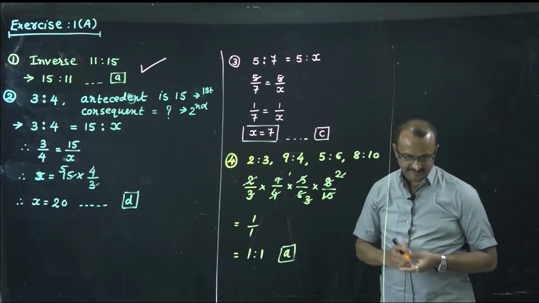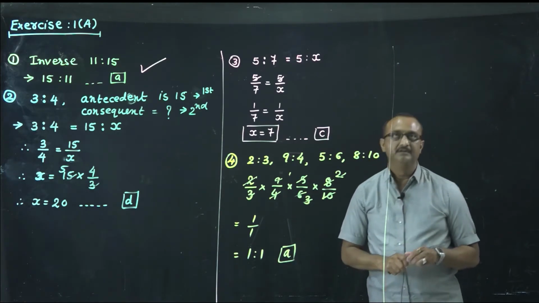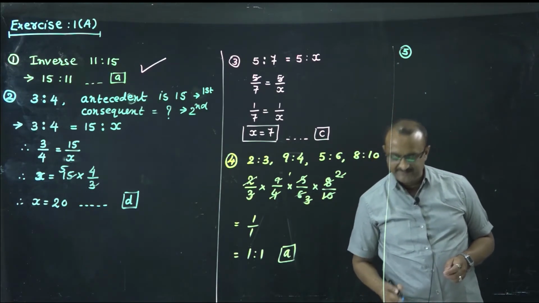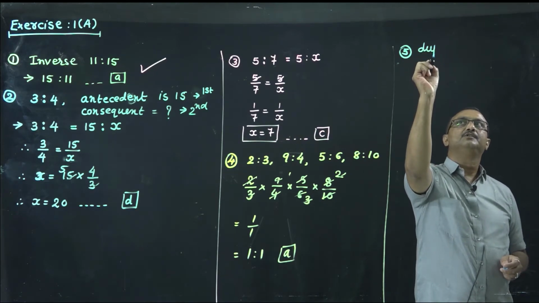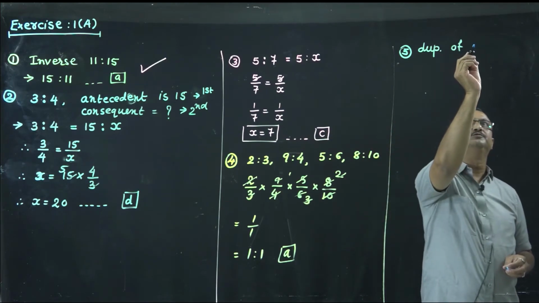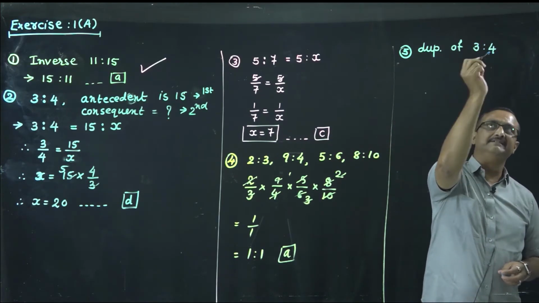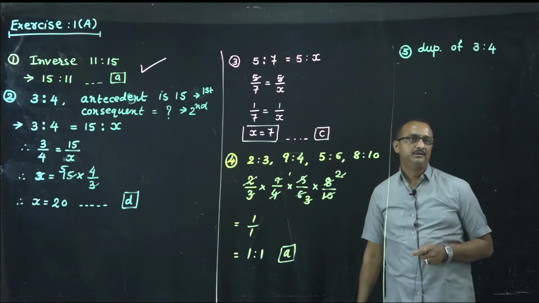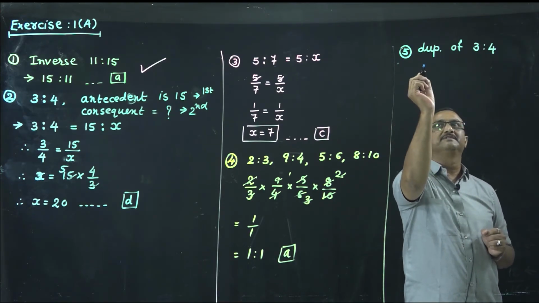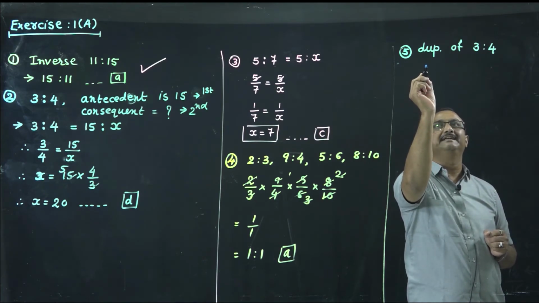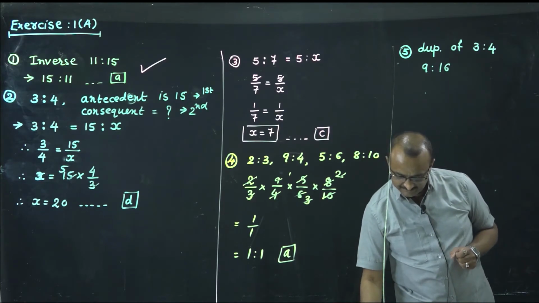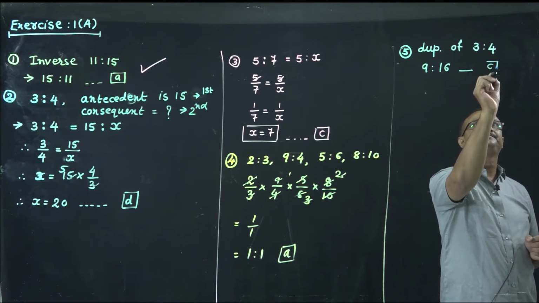Now question number 5. It is also very easy. The question is asking for the duplicate ratio of 3:4. Everyone knows what a duplicate ratio is. Duplicate ratio is nothing but the square of the two terms. The duplicate of 3:4 is 9:16. And option C is the correct answer.